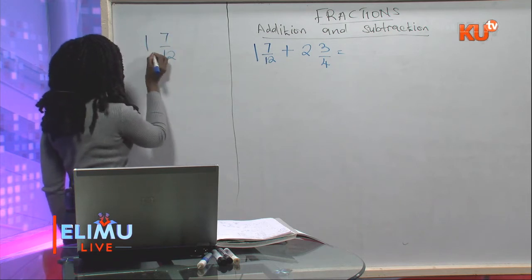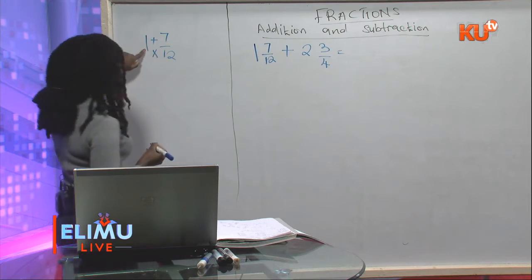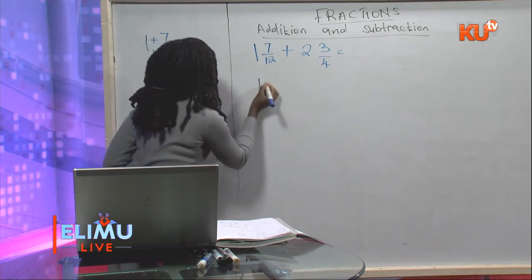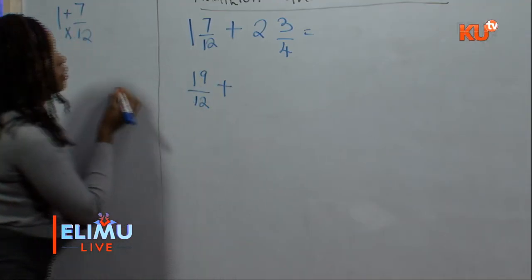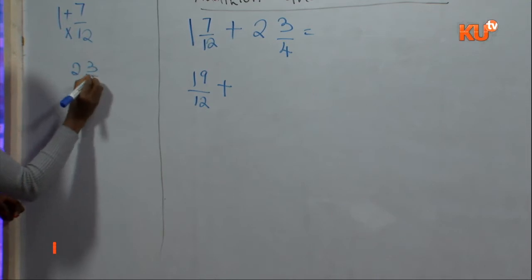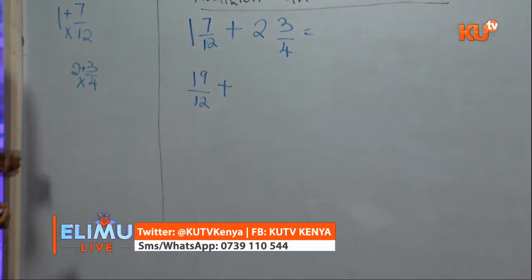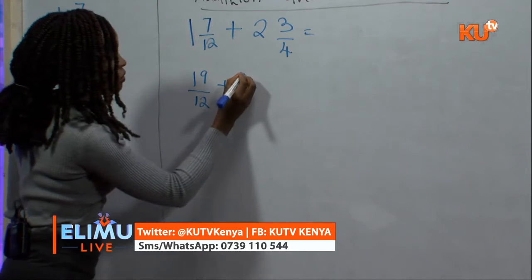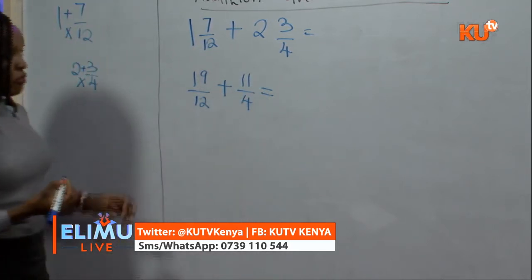7 over 12. It is 1 times 12 plus 7. So 1 times 12 is 12 plus 7, we get 19. So it is 19 over 12 plus 2 3/4. 2 times 4 plus 3. 2 times 4 is 8 plus 3, we get 11. 11 over 4.